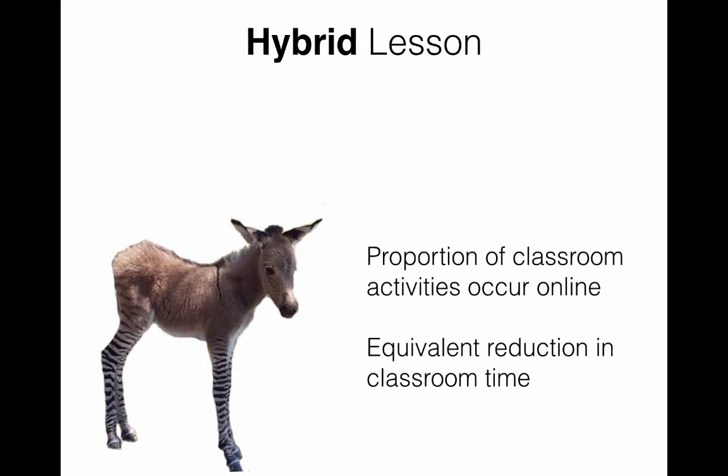With a hybrid course or lesson, a proportion of classroom activities occur online. This proportion can vary widely, anywhere from one third of the class to about three-fourths of the class activities. Consequently, there is an equivalent reduction in classroom time. So, if you decide to hold one third of what would normally occur in class online, then your class should meet for only two-thirds of the normally allotted time. If your face to face class typically meets for 3 hours a week, then you would reduce that face to face time to 2 hours a week and hold about an hour's worth of class activities online.